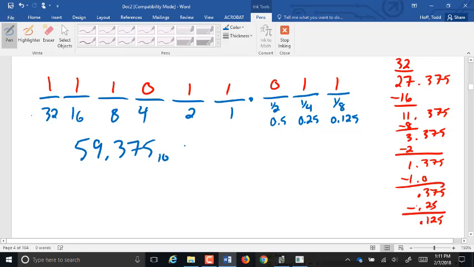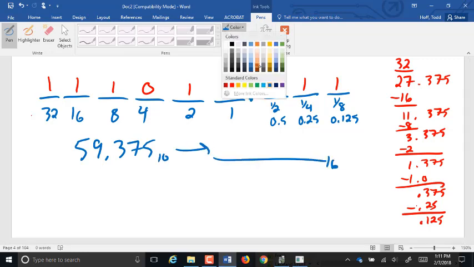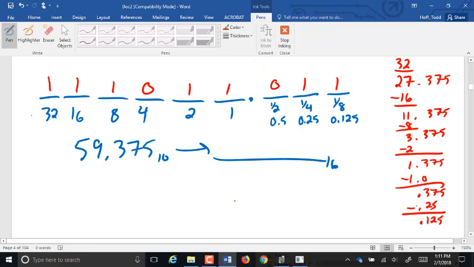How about 59.375 base 10 going into hex? Where are our place values there? 1s, 16s, and 256s. Going this way, the first one's going to be 1/16, 1/256. Well, 1/16 is 0.0625.